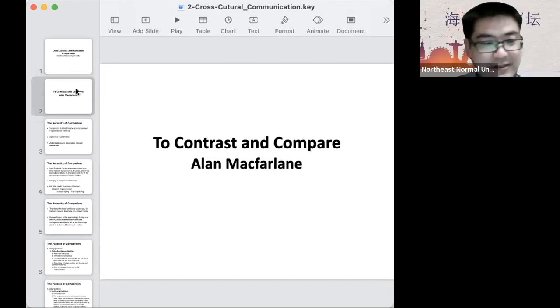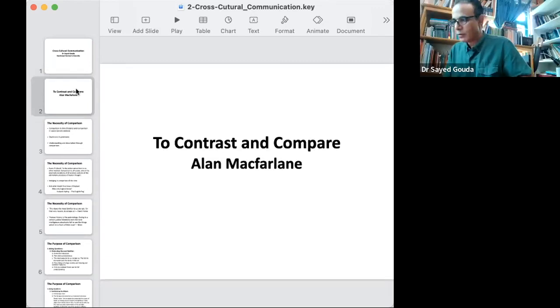As you know, our topic today is about the necessity and the importance of comparison. And actually, there is a very interesting paper by Alan McFarlane called "To Contrast and Compare." It's a bit theoretical, but it outlines to us the main idea and the main concepts and the structure of comparison and the difference between comparing and contrasting.